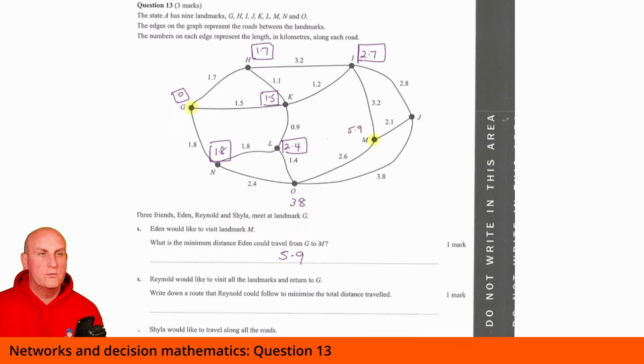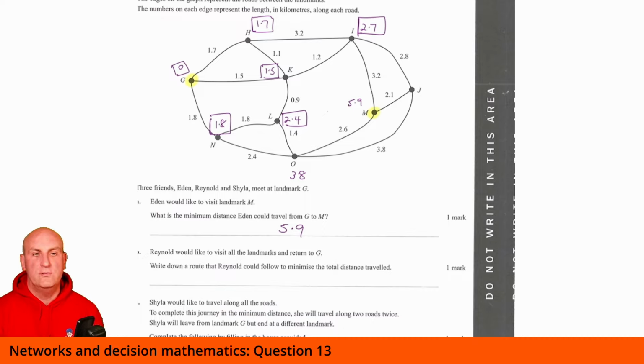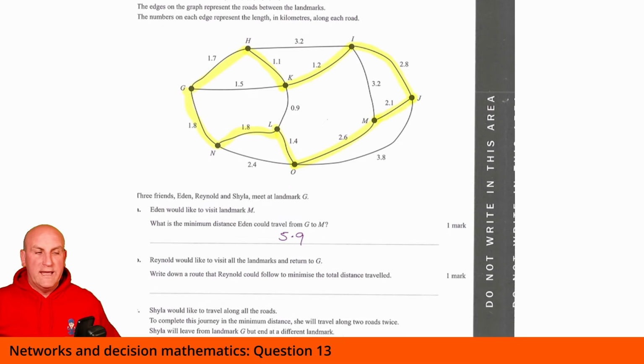Reynold would like to visit all the landmarks and return to G. Write down a route that Reynold could follow to minimize the total distance traveled. I'll be honest with you guys, I hate these questions. I literally do not know how to even approach these. So bear with me. I actually find these questions really irritating because I can't see that there is an algorithm for this question. If there is, I absolutely don't know it.